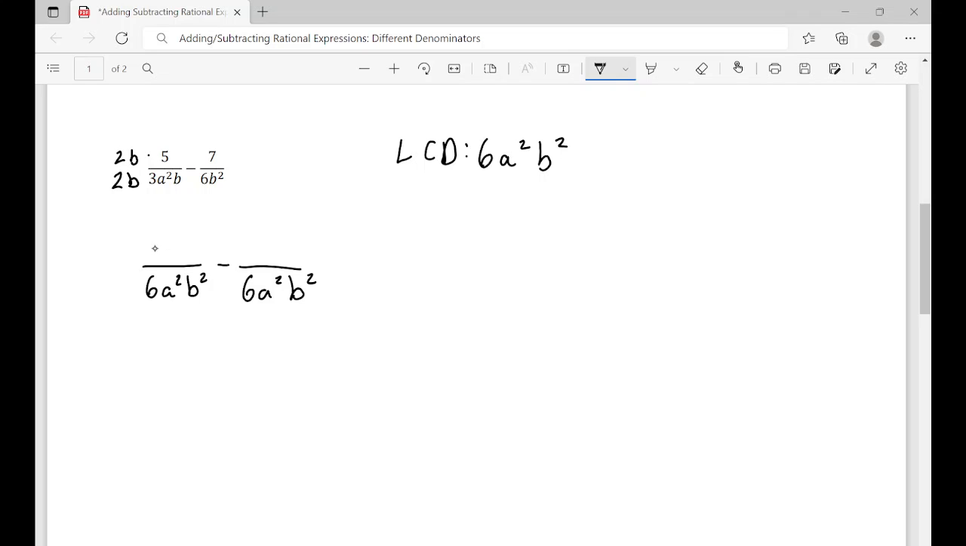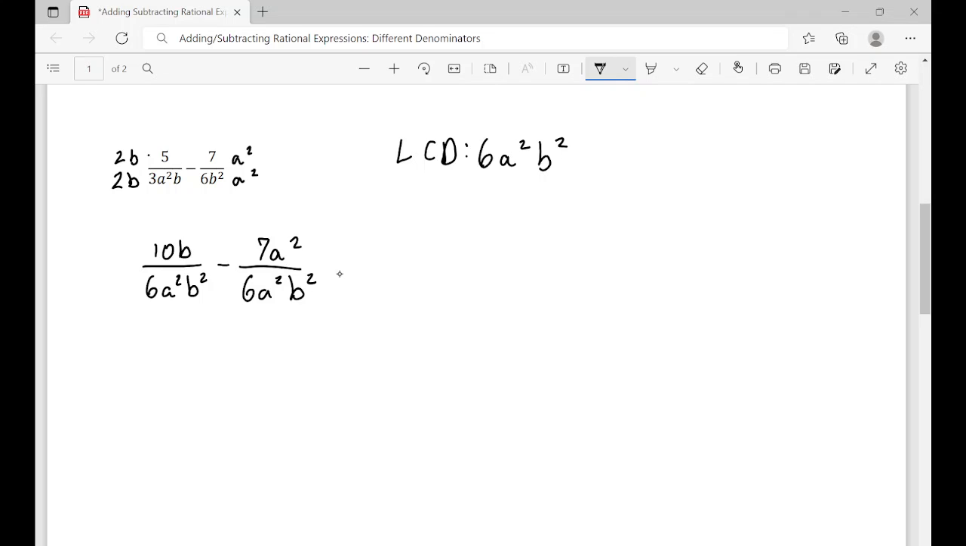So I will get 10b. And then here, what do I need to multiply 6b squared by to get 6a squared b squared? I need to multiply it by a squared. And since I'm multiplying the bottom by a squared, I'm going to multiply the top by a squared as well. And I will get 7a squared. So this is a shortcut way to do it, instead of having to go through the long way of canceling and then moving stuff around.